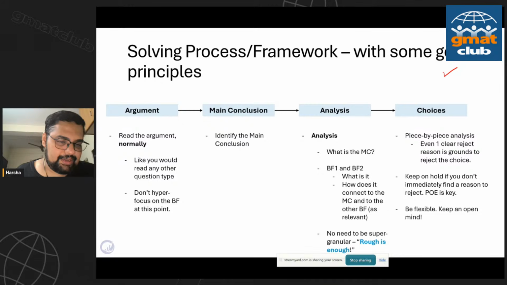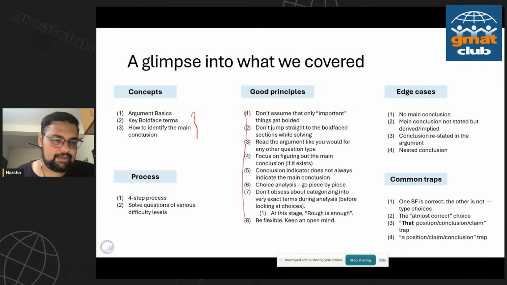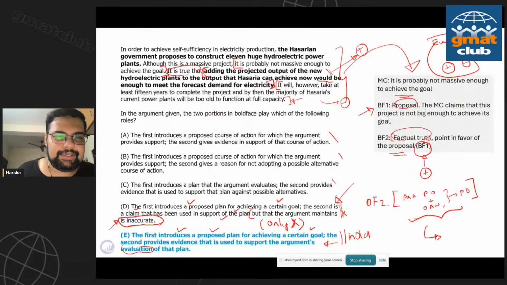Why is A not the answer? Let me come to A. Let's look at choice A. The first provides a proposed course of action. Yeah, that's fine. For which the argument provides support. This is a bit of a red flag, if you ask me.